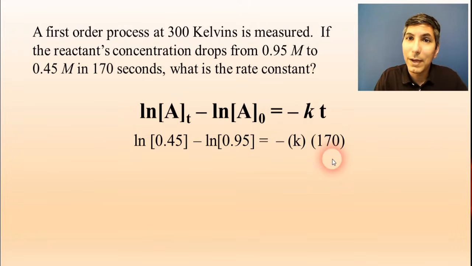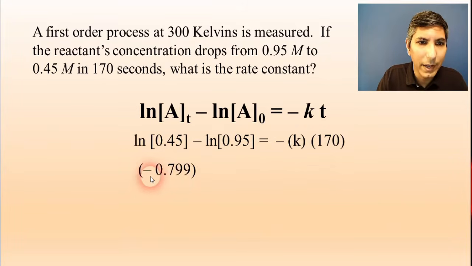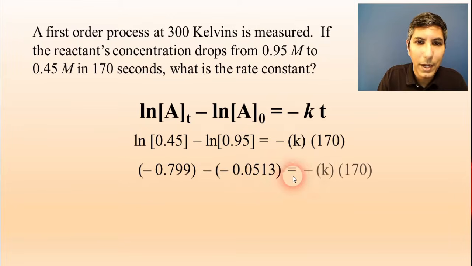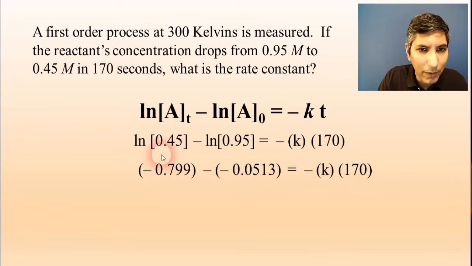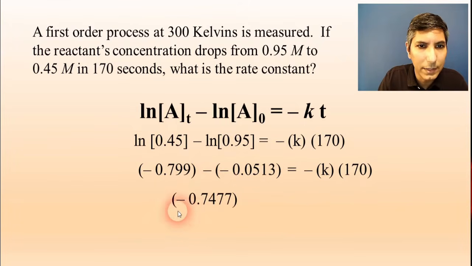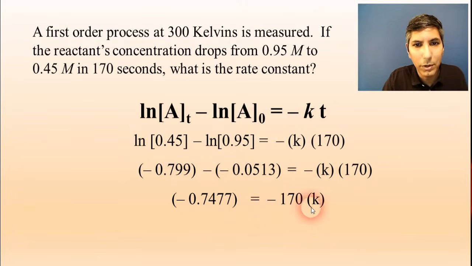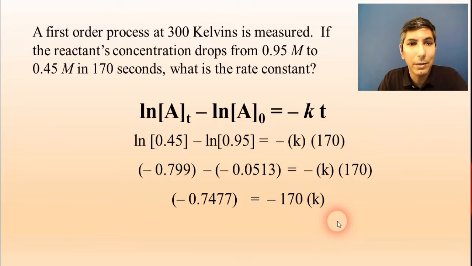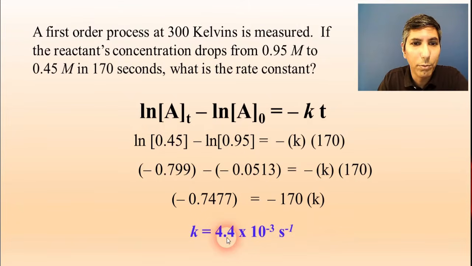So now I can just use my calculator and algebra, of course, to solve for K. So natural log of 0.45 is negative 0.799. Natural log of 0.95 is negative 0.0513. And then I have the right side over here. I'm going to evaluate all this on the left side. That's negative 0.7477. And on the right side, I still have my negative 170K. So when I solve for K, I get an answer of 4.4 times 10 to the negative third reciprocal seconds. So that's how I solve this problem here using the integrated rate law.